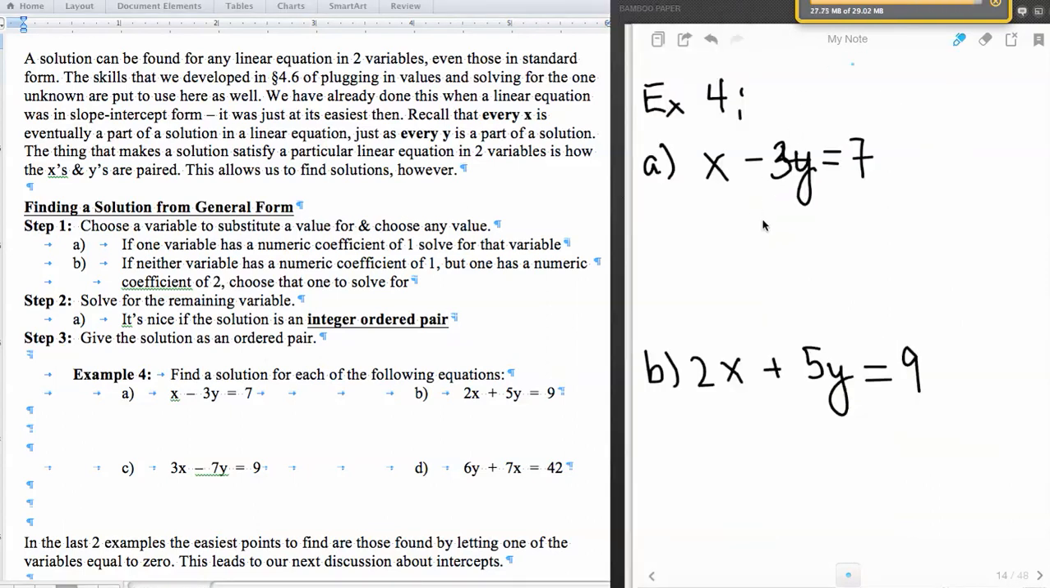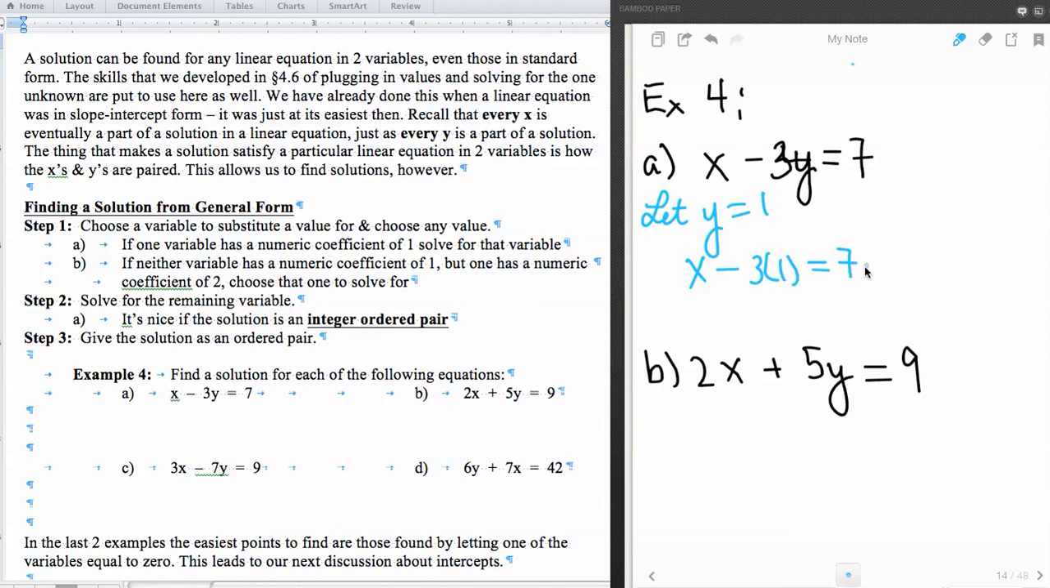All right, so here's example 4. The first thing that we're going to do is choose a variable to substitute in for. Because x has a numeric coefficient of 1, it's much easier to substitute in for the y and then solve based upon that. So remember, I can let y equal anything under the sun because eventually every single value of y will be part of a solution. So I'm just going to randomly choose a number. You could randomly choose a number and it's going to work. So I'm going to let y equal 1. So x minus 3 times 1 is equal to 7.